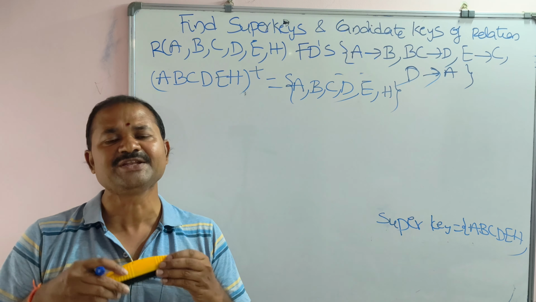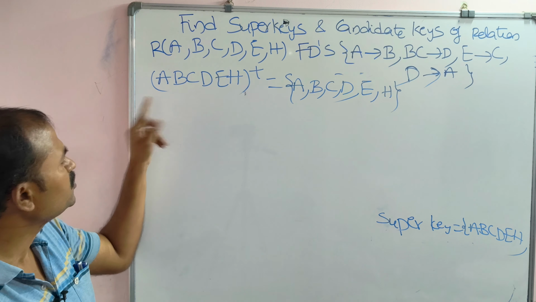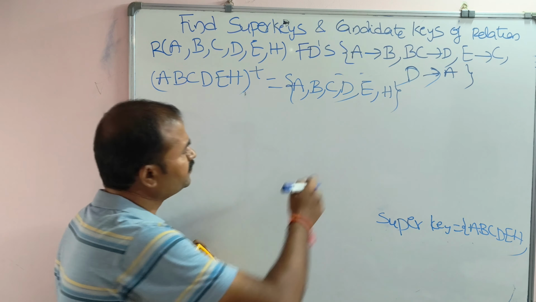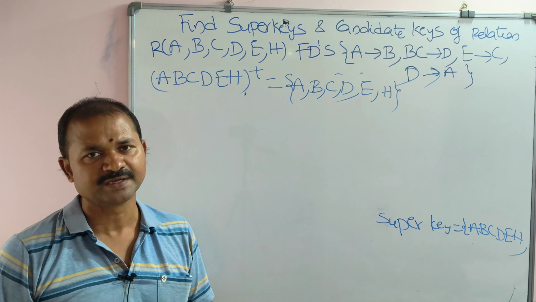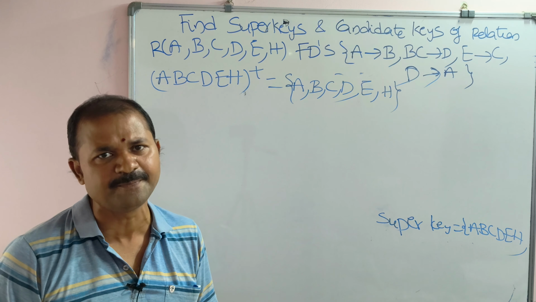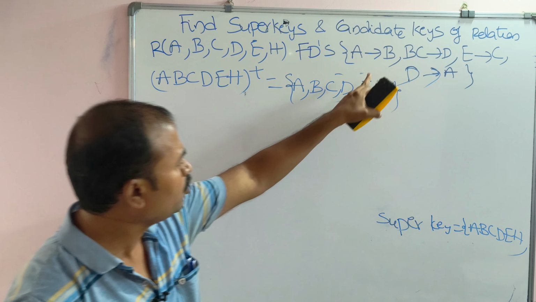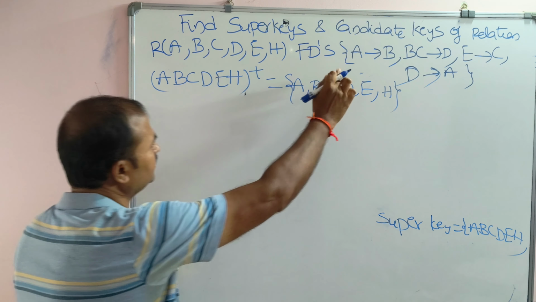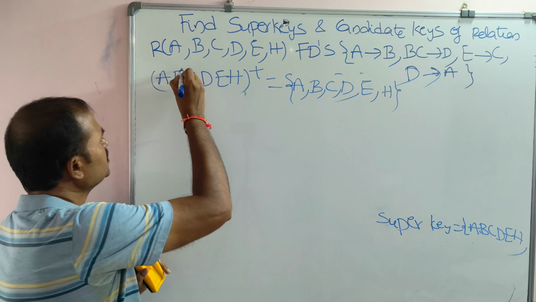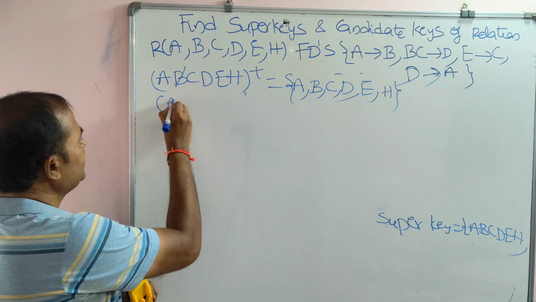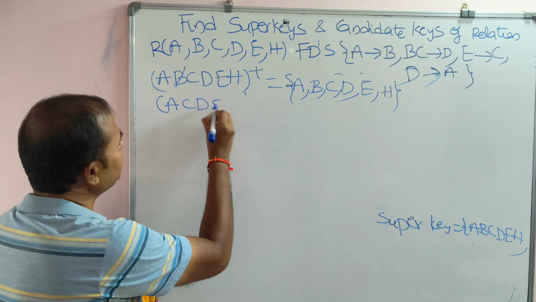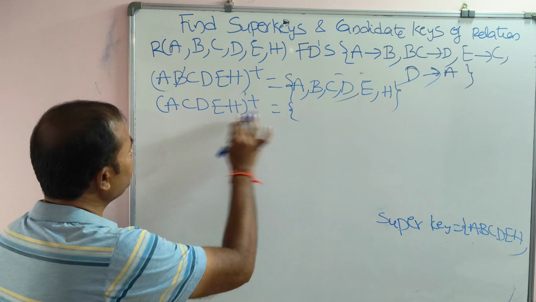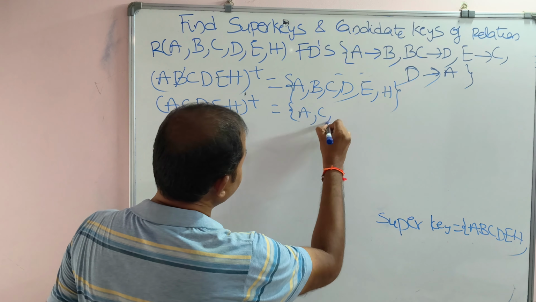Now let us try to remove some attributes from the super key. A determines B. So if we have A, then directly we can get the value of B. So now there is no need of B here. Why? Because if we have A, then directly we will get the B value. So remove B. So the next super key is A, C, D, E, H. Let us find the closure. So it will give all these attributes A, C, D, E, H.